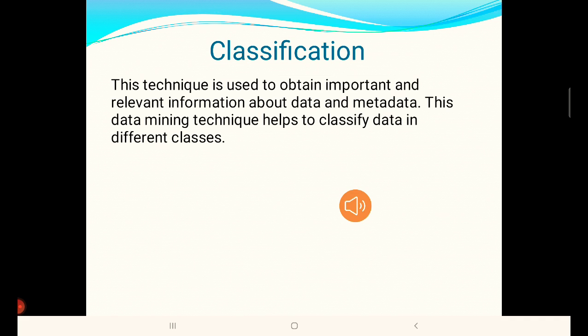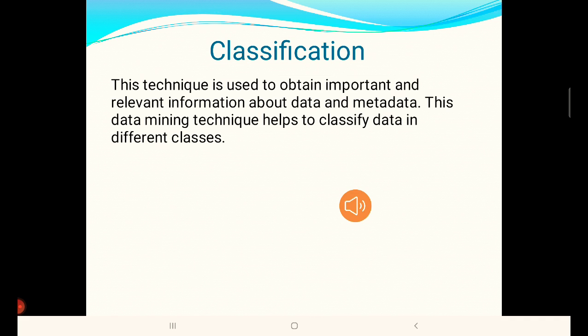The first technique we are going to discuss is classification. This technique is used to obtain important and relevant information about data and metadata. Metadata is data about data. So, this data mining technique helps to classify data into different classes.